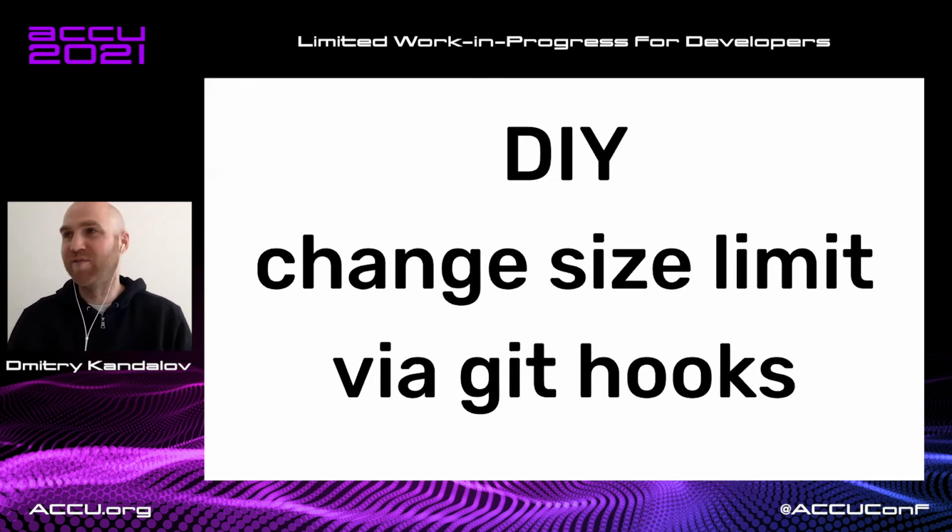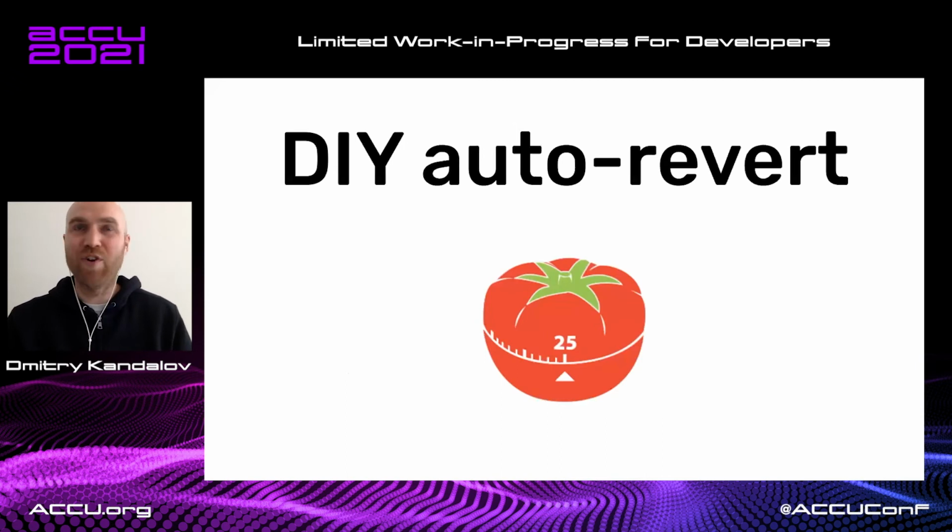Just diff, say if it's bigger than a number you cannot commit, that's a git hook. Easy, right? You can do auto revert with just a Pomodoro timer, basically any timer on mobile phones you have now. All the timers, you'll have to do it yourself.